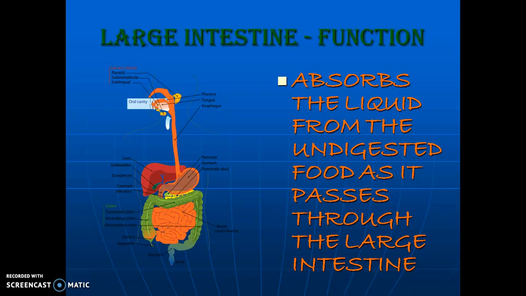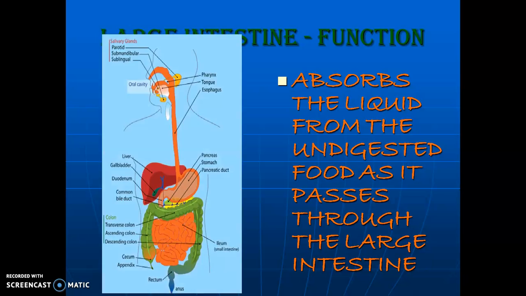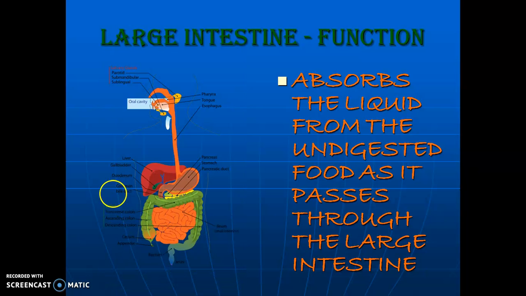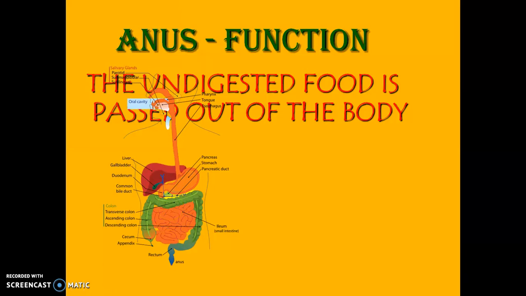The function of the large intestine. It absorbs the liquid from the undigested food as it passes through the large intestine. So the undigested food passes through the large intestine, and the function is to absorb the liquid from there. The function of the anus: the undigested food is passed out of the body through the last part of the digestive system, that is the anus.